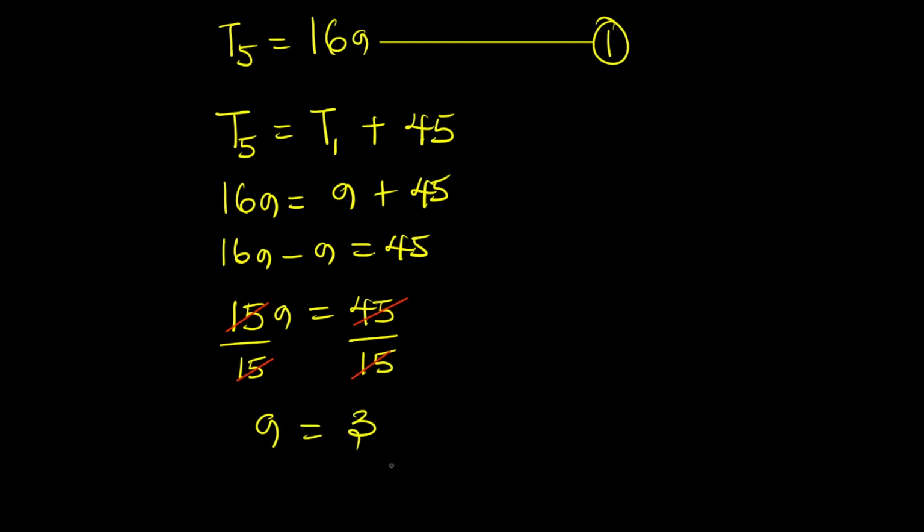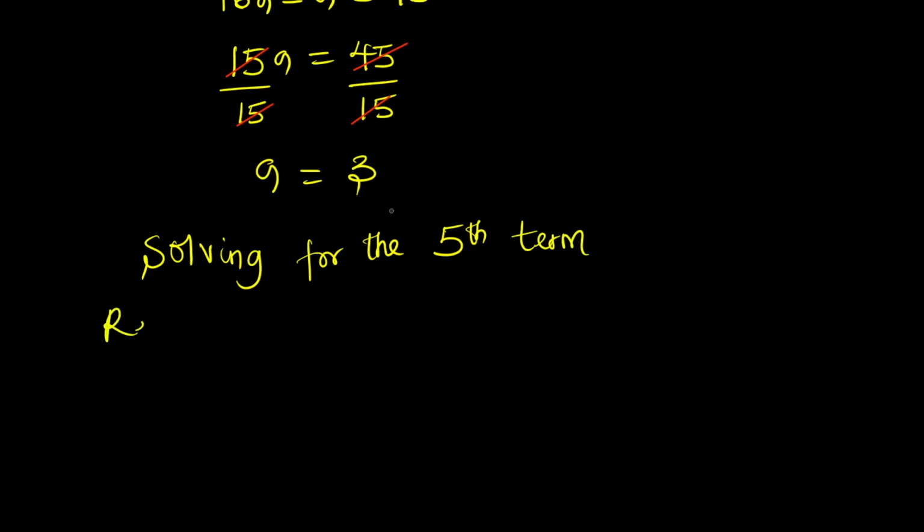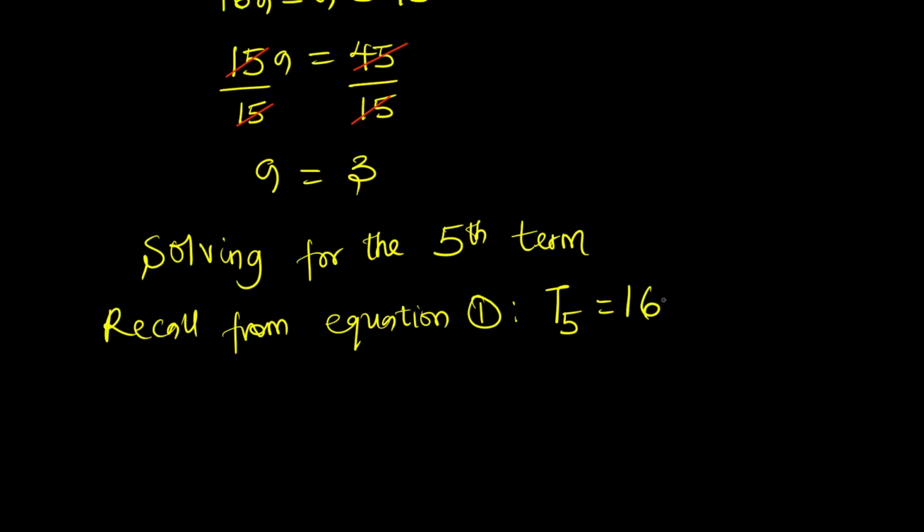Having gotten our value for A, we are going to proceed to find the fifth term. Recall from equation 1, we had that T5 is equal to 16 times A. Proceeding further, we are going to have that T5 is equal to 16 times, but our value for A is 3. Hence, we are going to have that T5 is equal to 48. Hence, we can conclude that the fifth term is 48.